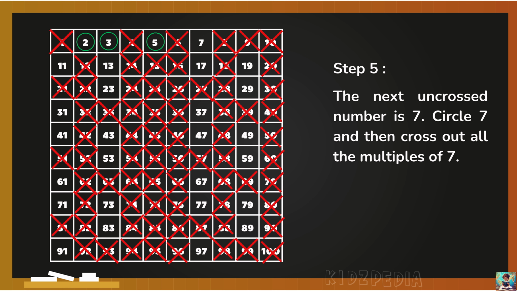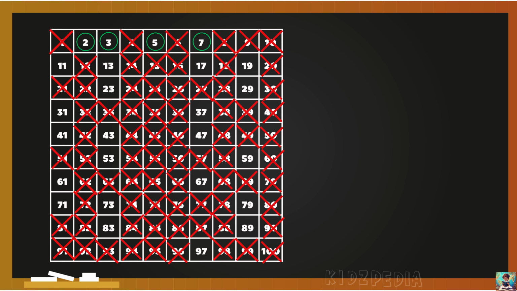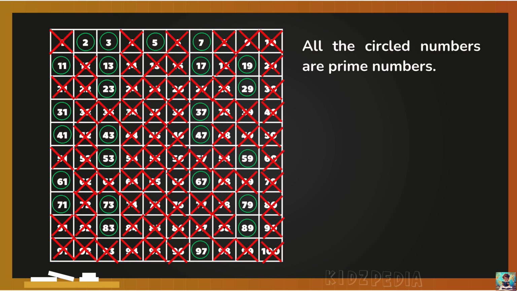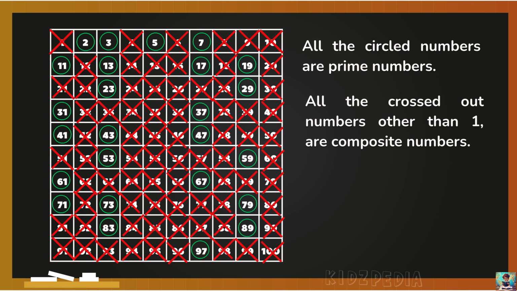Step 5. The next uncrossed number is 7. Circle 7 and cross out all multiples of 7, that is 14, 21, 28 and so on. For 1 to 100, we can stop at 10 and then circle all the numbers that have not been crossed out. All the circled numbers are prime numbers and all the crossed out numbers except one are composite numbers.